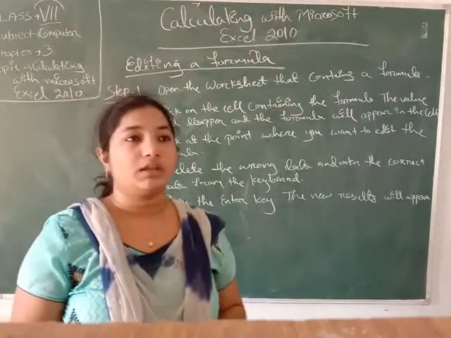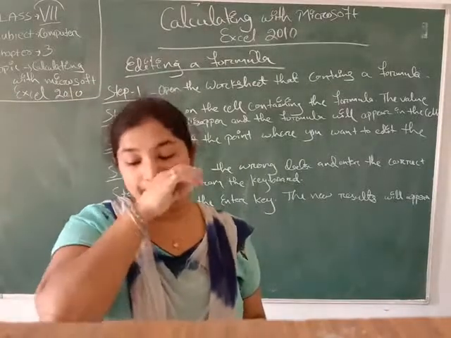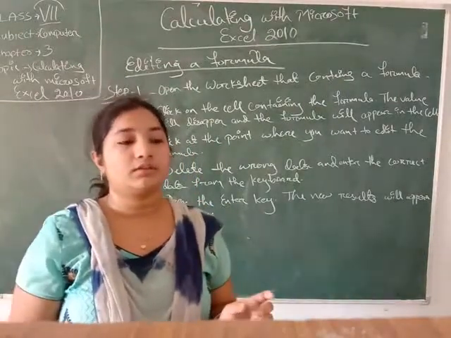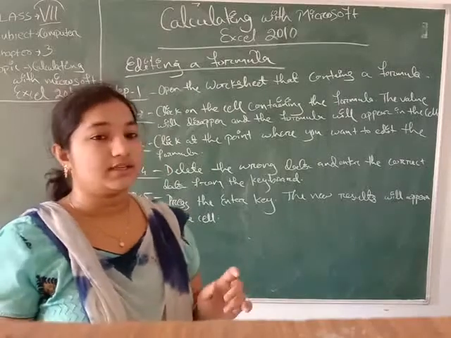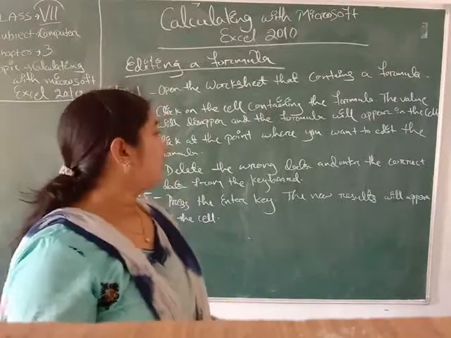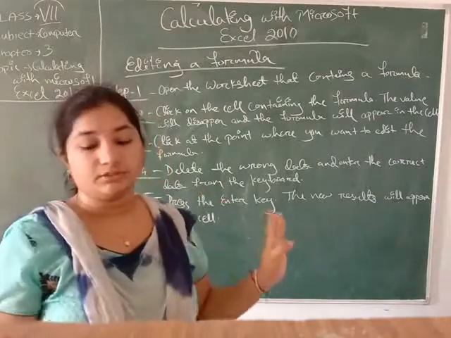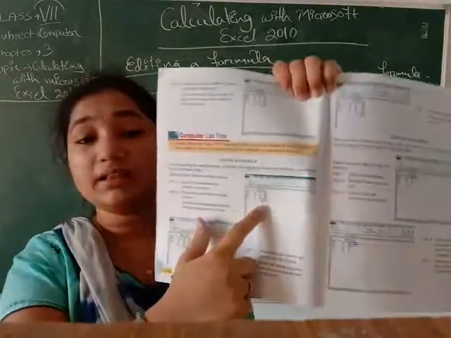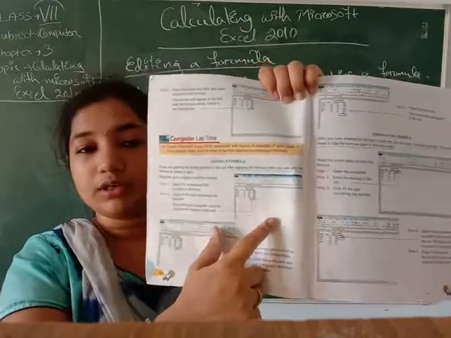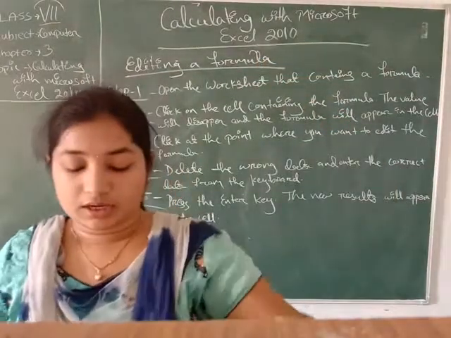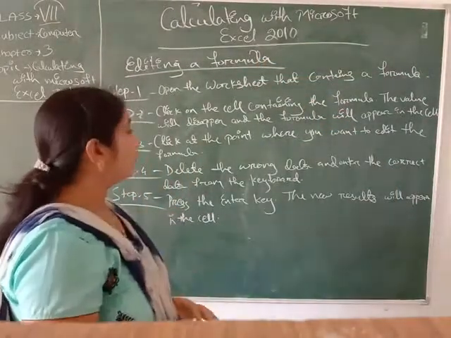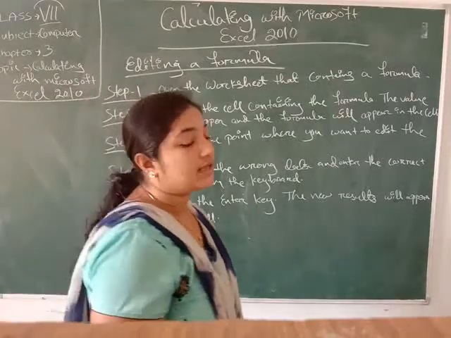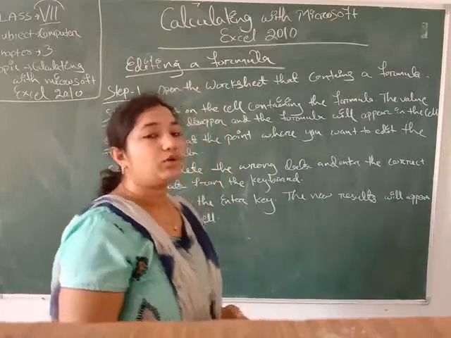Means if we have done an addition, the added value is there, then that value will disappear and the formula will come. Like this you can see that the formula will come. After that, click at the point where you want to edit the formula. Means in which place the formula is wrong, we have to click on that.